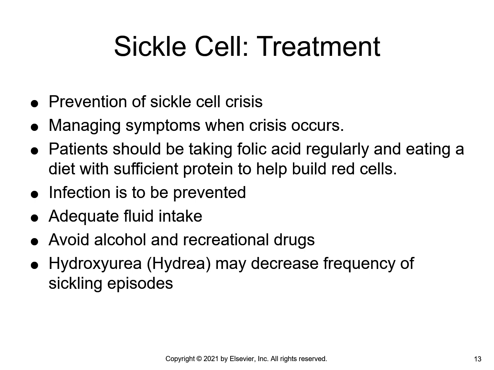Alcohol and recreational drugs are to be avoided because they can cause complications. If the individual becomes ill, they need to call their physician. The medication hydroxyurea has been found to reduce the frequency of the sickle cell episodes. Patients taking this medication have shown a decrease in their number of hospitalizations, painful episodes, acute chest syndrome, and the mortality rate.